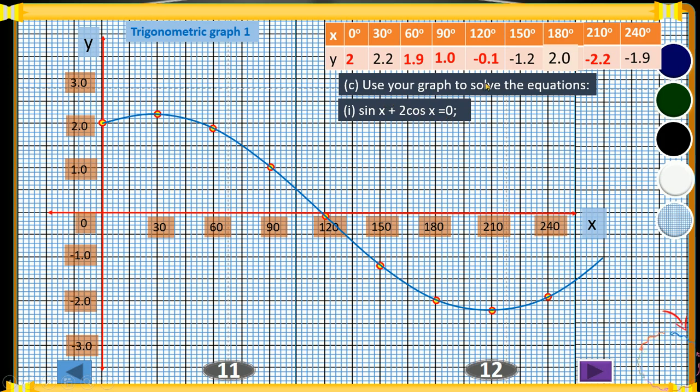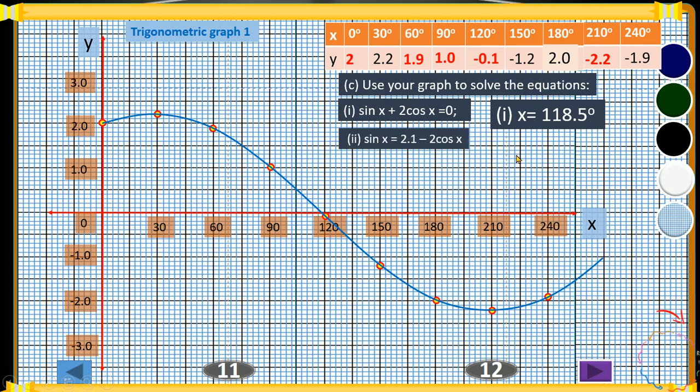Use your graphs to solve the equation sin x plus 2 cos x is equal to 0. Now you can agree with me that it is where the blue line, the curve, crosses the x-axis at this point. So you can see the arrow is showing us the point. Now what is the value of that point? That will give us 118.5 degrees. So the root of this equation is x is equal to 118.5 degrees.